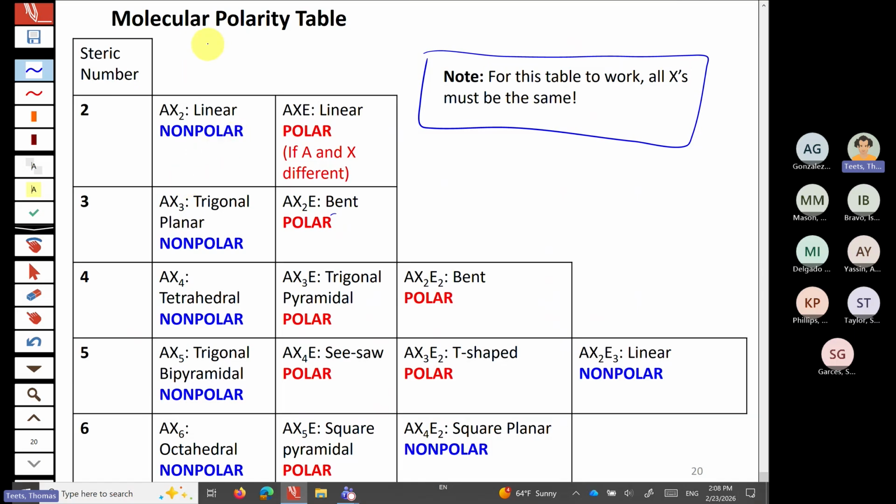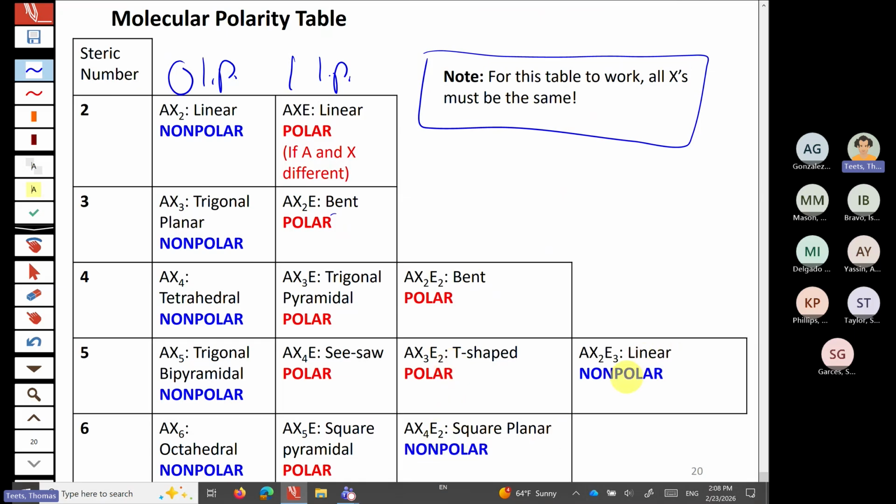All of those that have zero lone pairs are going to be nonpolar. So that's this whole column here. If they have one lone pair, they're going to be polar. And then the ones that have two or three lone pairs, you see that there's two each. AX2E2 is bent and polar. AX3E2 is T-shaped and polar, but then these two are nonpolar, so some of each.